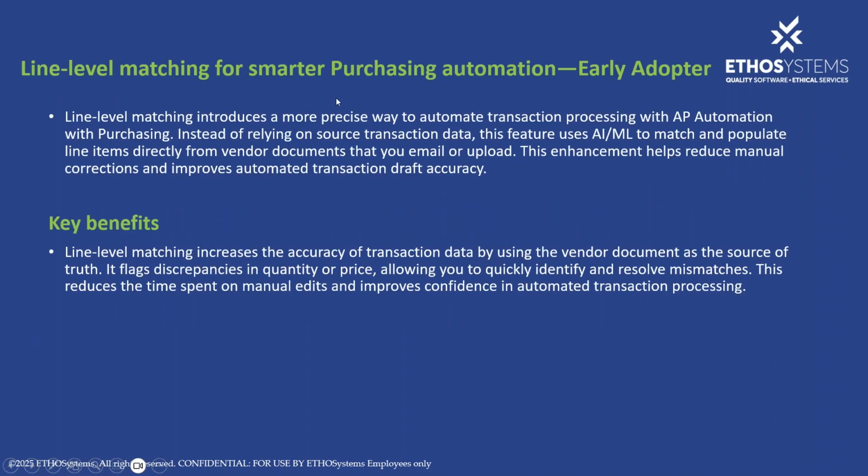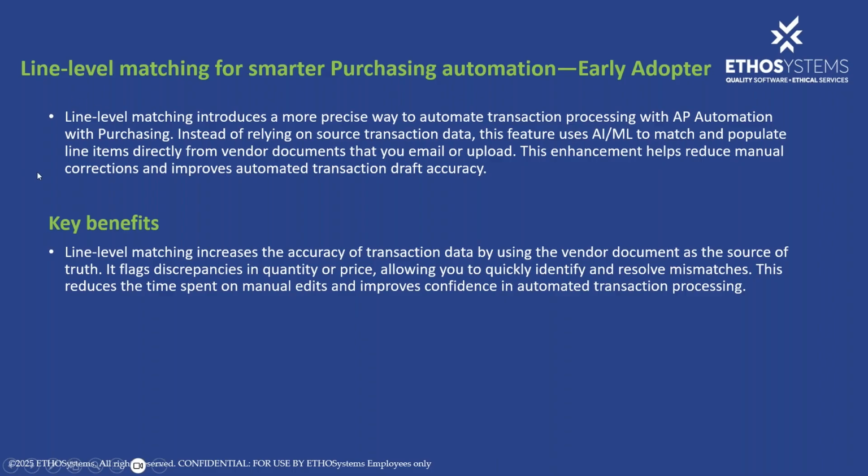The line level matching for smarter purchasing automation, early adopter. The line level matching, this is the same concept, guys, as like your GL outlier, right? All those matchings in your reconciliation, same concept here. It introduces a more precise way to automate transaction processing with AP automation with purchasing instead of relying on source transaction data. Again, it's using AI and machine learning on the back end, but it's just really going to help reduce manual corrections and improve automated transaction draft accuracy as well.